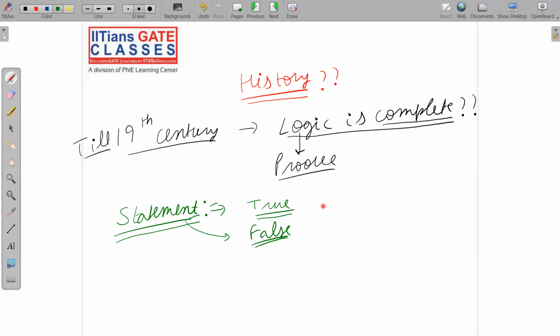So by hook or by crook, by doing some step-by-step procedure, we can prove it is true, or we can prove that it is false. But no, we cannot do it. Till the early 19th century everybody believed that given any statement, we know that it is true or we know that it is false, and we can prove that with the help of logic. But in the mid 19th century there were some scientists, like Alan Turing.